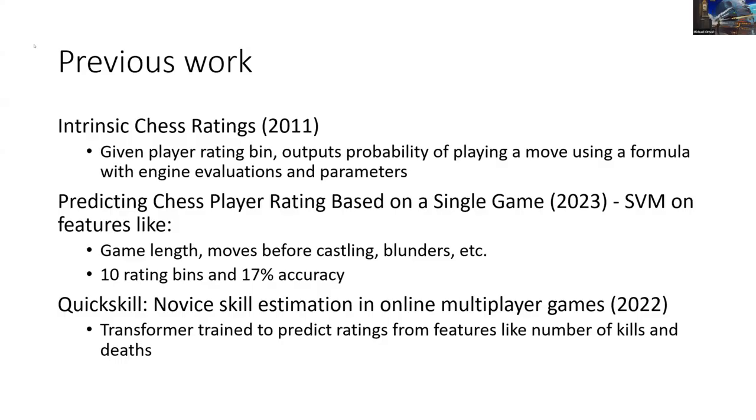The next one was Quick Skill. It was skill estimation from a MOBA game, basically using a transformer, not on actual frames of the data, but also using accumulated features like how many times one player took down another, or how many times they got defeated.